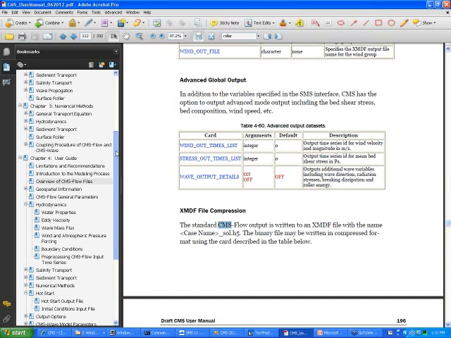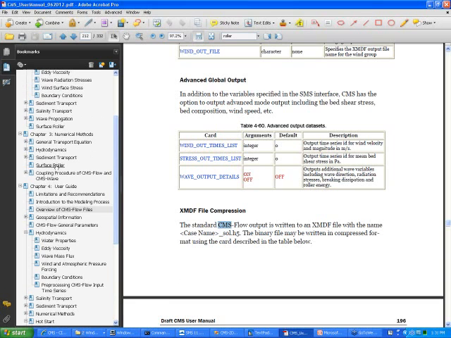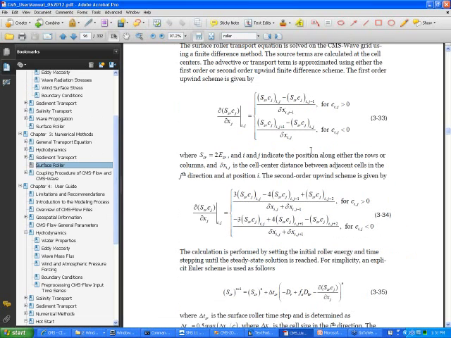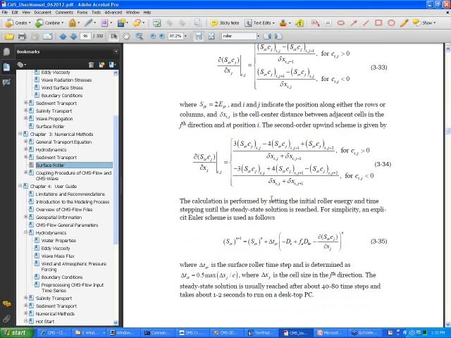Yes, the numerical methods for the surface roller are described in Chapter 3, surface roller. So this is what I was talking about: the first order upwind scheme, the second order upwind scheme. The Lax-Wendroff scheme is not described here because I don't like it, so don't use it. And this is how it reaches a steady state solution by doing a time stepping procedure.